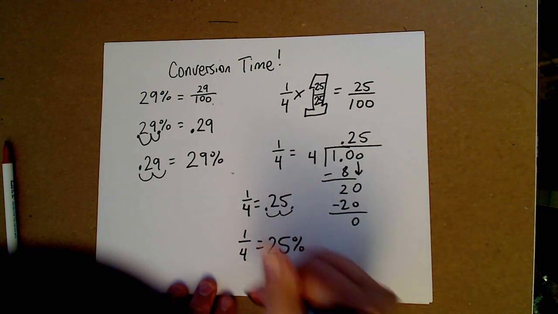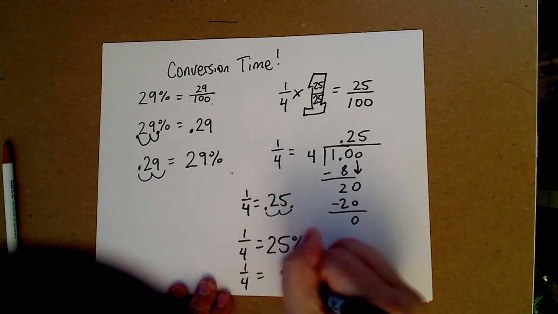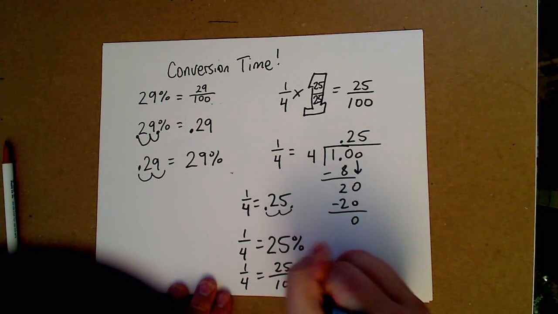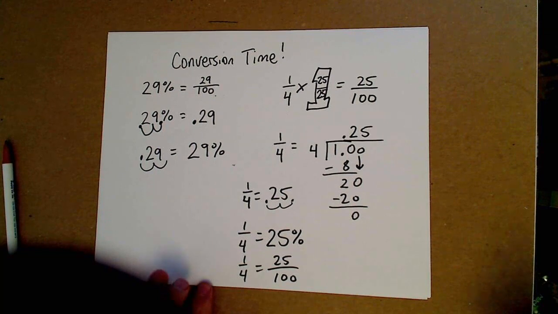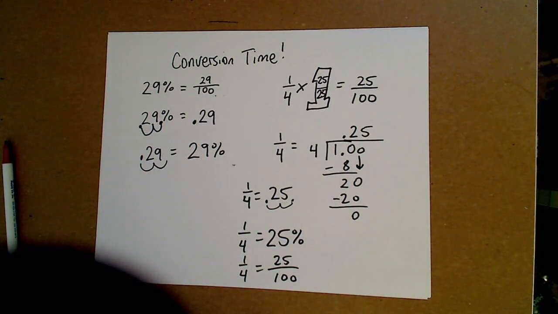And of course, 25% is the same as 25%. I know I've written a whole bunch of stuff on this paper, but I'm hoping you're seeing the connection between percents and fractions and decimals. We can take any decimal and turn it into a fraction or a percent. We can take any fraction and turn it into a percent or a decimal. And we can take any percent and turn it into a fraction or a decimal.